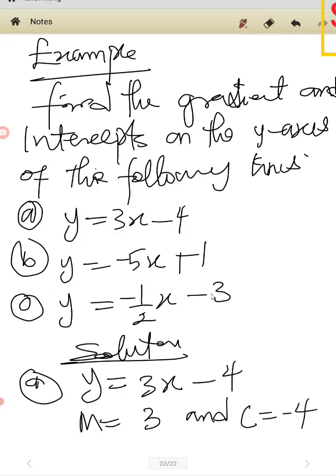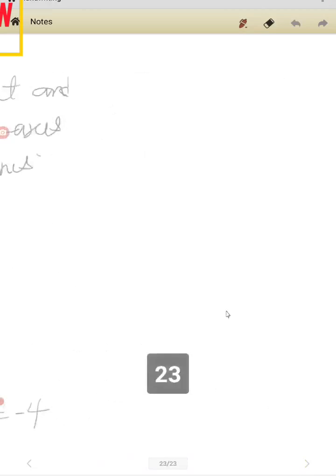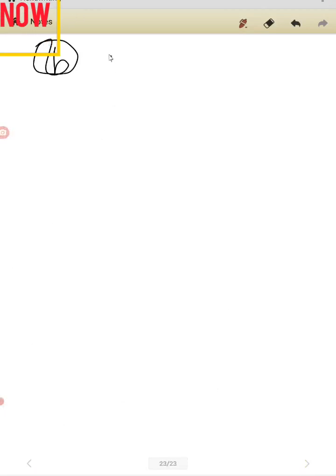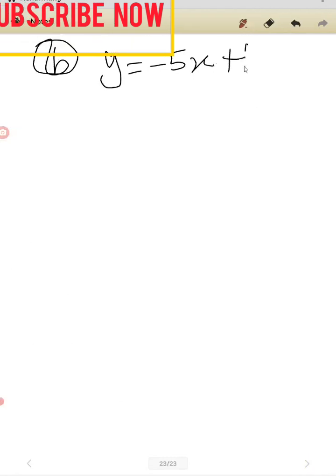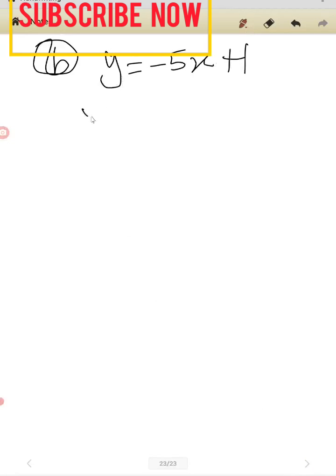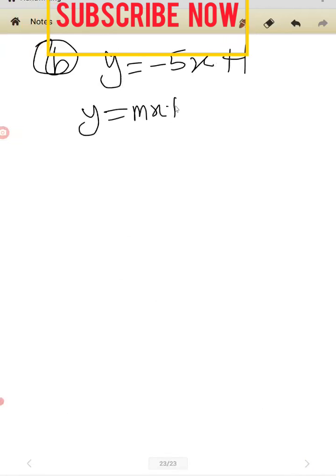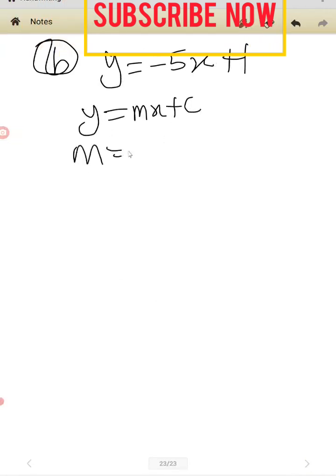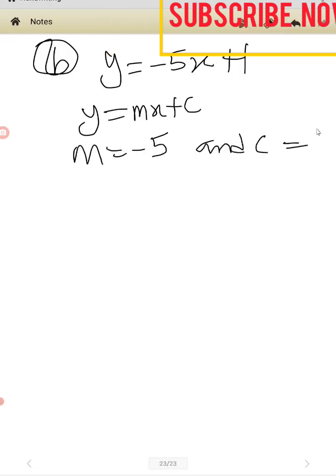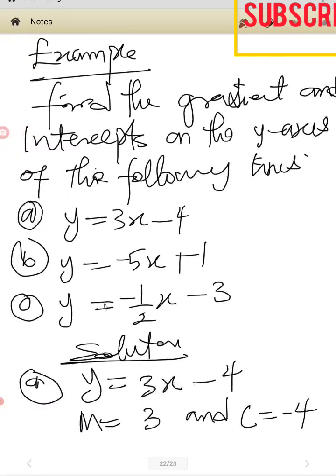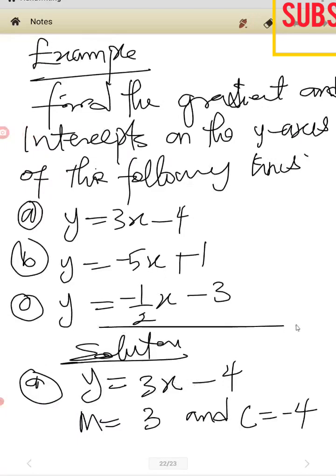So simple as that. Like this, the B part says that y is equal to minus 5x plus 1. You all know that it is mx plus c, meaning that our m is equal to minus 5 and c is equal to 1. That is just how to find it. So I want you to tell me the value of the gradient here in the class.